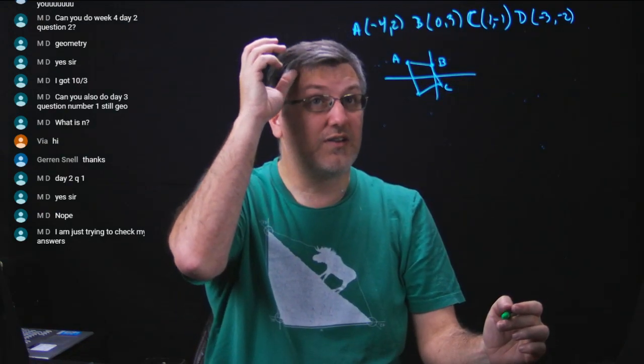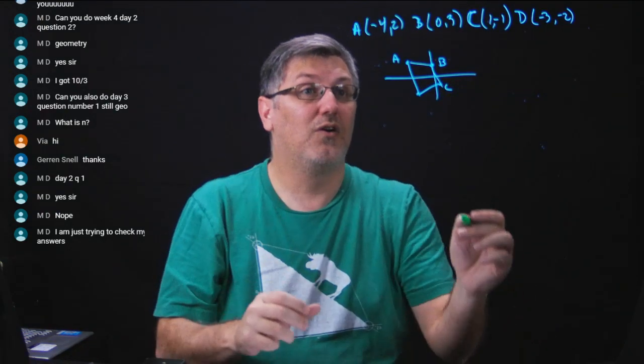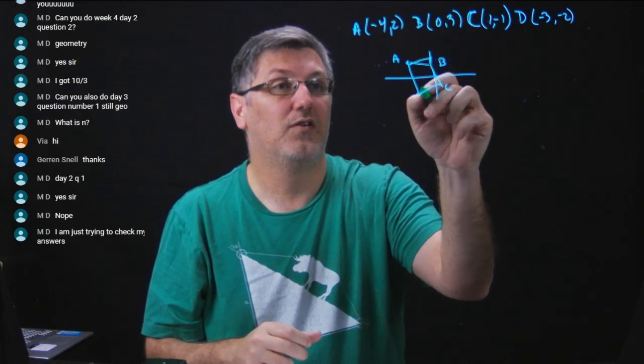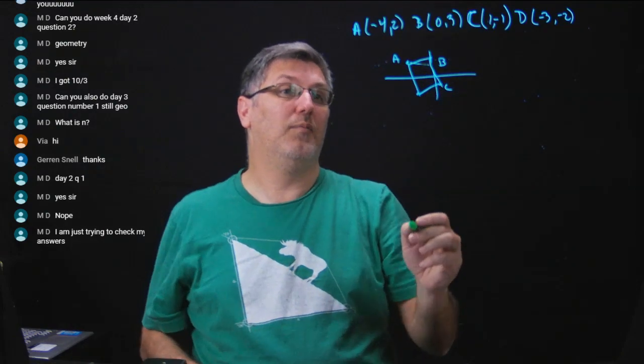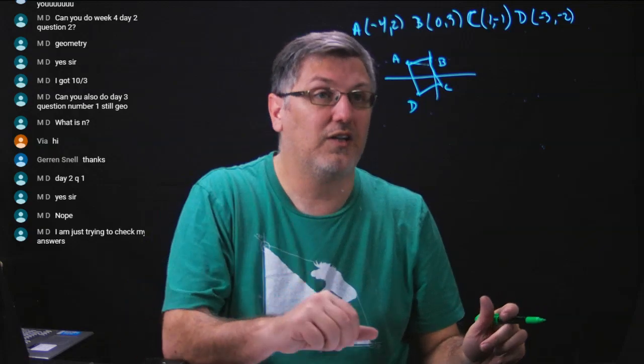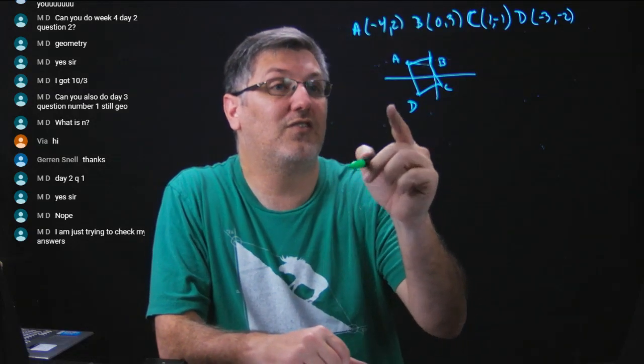All right. Not the best of drawings, but this 3 is supposed to be above it. It's supposed to be up here. Something like that. All right, A, B, C, and D. Not the best of drawings, but we can get the idea. So I need to find the distance of each one of these.